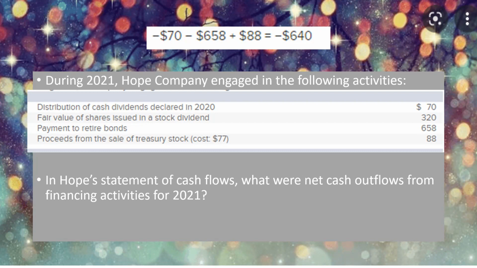The payment to retire bonds. Okay, so we issued bonds at some point and we had money come in. That was a financing activity. So paying that back is going to be an outflow of cash for financing activities. So we want to subtract that $658. And then we have proceeds from the sale of treasury stock. So we are selling treasury stock. That's a financing activity. So we are going to add, it said proceeds from the sale. We're going to add that in to have a negative cash flow of $640,000 or, well, $640 that have to do with financing activities.